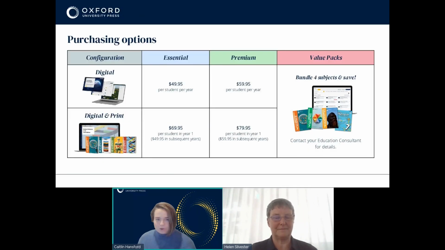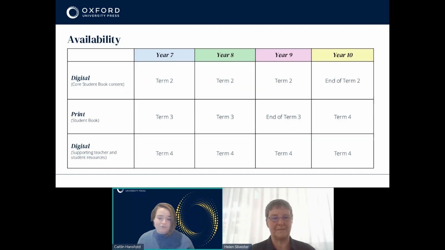All right, so purchasing. We do have digital only options for schools that are just using digital. We have a digital and print option for those that still want the physical text. You can have a mix within the school. We have essential and premium, which is really just around a couple of the different digital options, as well as the value pack where we can combine things like science, humanities, and English, along with math.